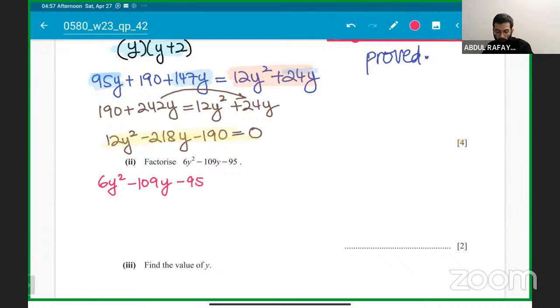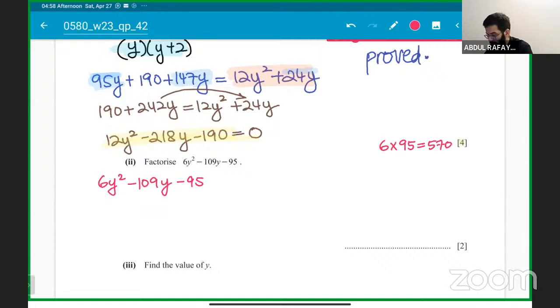So 6 times 95 is 570. Or try to get something. How can I get 109 and 570 as well? Can we not simplify it further? 95 divided by 3 or 95, I think we can't simplify further, right? So no problem. 6 into 95 is 570, and try to get some values that will give us 109 as well. 570 divided by 10 is 57, no, 570 divided by 16.